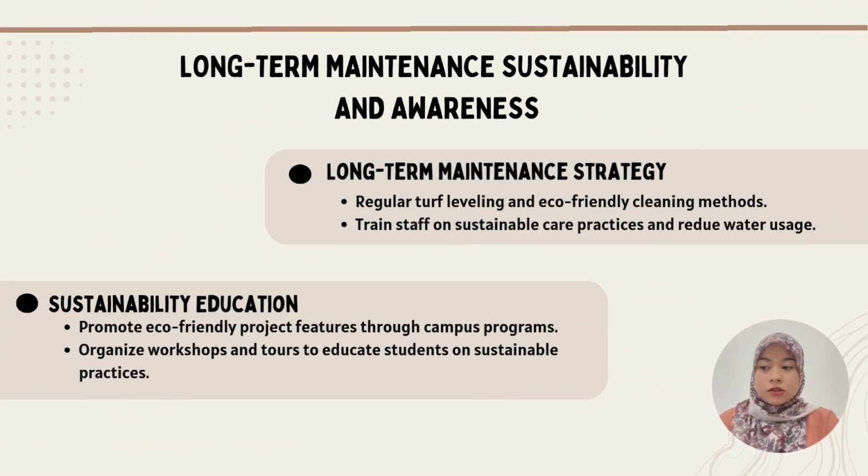So next is the long-term maintenance, sustainability and awareness. First is long-term maintenance strategy, where regular turf leveling and eco-friendly cleaning methods will be done. Next is to train staff on sustainable care practices and reduce water usage. Next is sustainability education. So this is more for the education of the students, where this can promote eco-friendly project features through campus programs and organized workshops and tours to educate students on the sustainable practices.